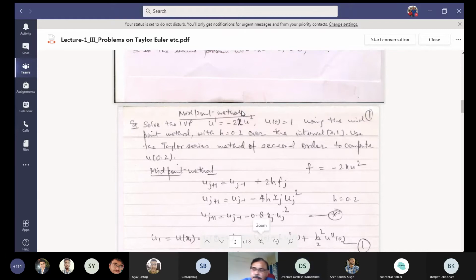So now you can start. Now your iterative method is ready. u0 is given as 1, so u naught is your 1. So u1 will be what? u naught, that is 1, minus 2 into h is 0.2, x naught is 0, so everything goes 0. Whatever the term is there. u0 square is your 1 square, that is 1. So u1 equal to 1. Is that right?